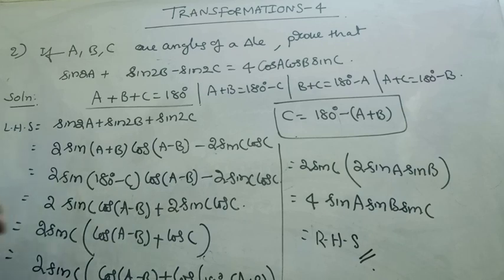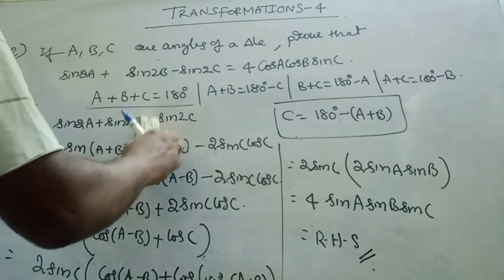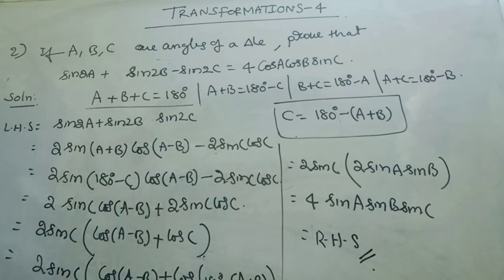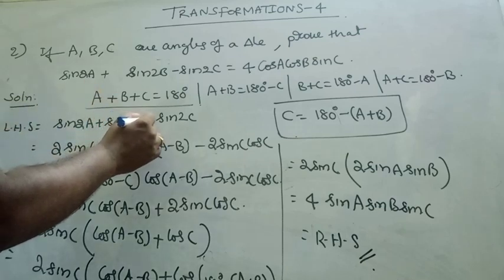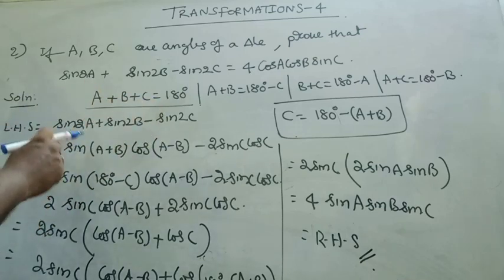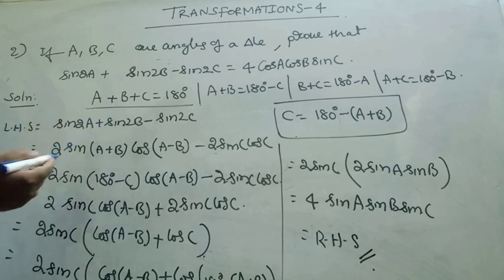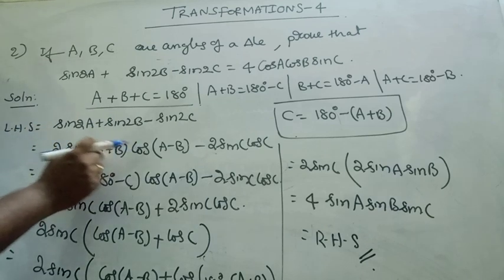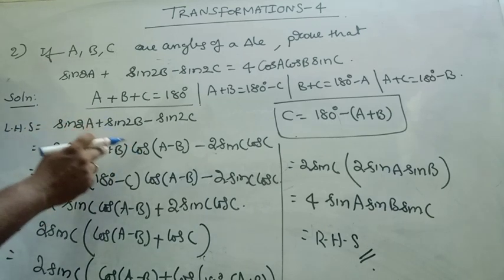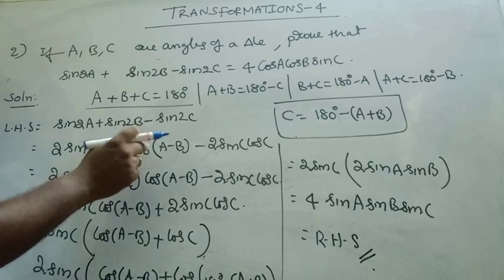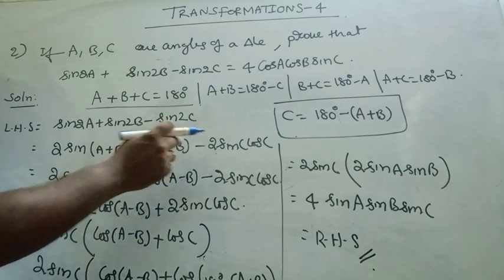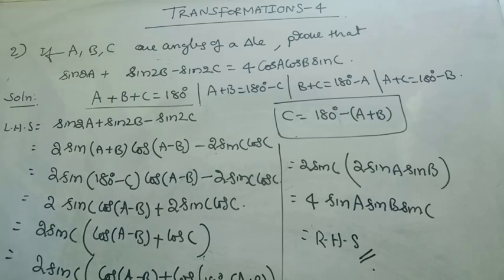And here our problem is, my dear students, we have sin 2A plus sin 2B minus sin 2C. Therefore, the same thing, the sin C plus sin D formula we apply. 2 sin of (2A plus 2B) by 2, the 2 will cancel, cos of (2A minus 2B) by 2, this minus 2 sin C cos C, like this.